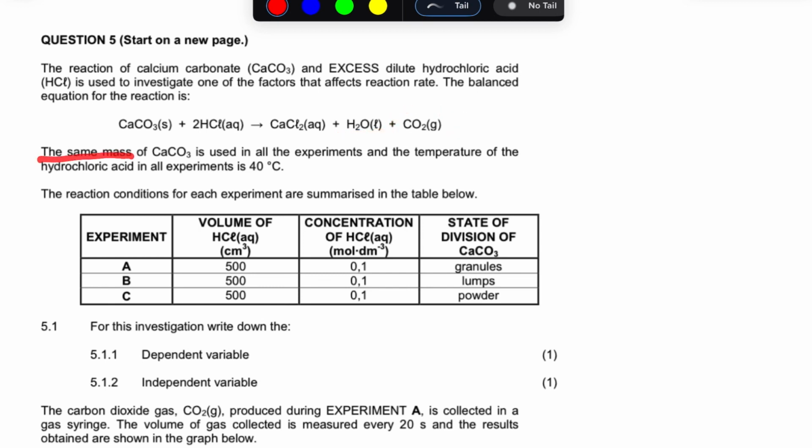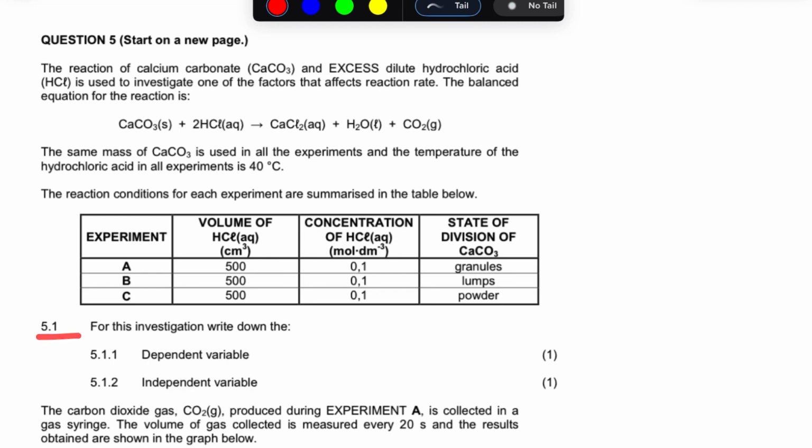Now it says the same mass of calcium carbonate is used in each experiment, and the temperature of the hydrochloric acid in all experiments is 40 degrees Celsius. The reaction conditions in each experiment are summarized in the table below. We have experiment A, the volume of hydrochloric acid is 500. Experiment B, experiment C, it's all 500. Even the concentration of HCl is the same. So what has changed there is the state of division, which is the surface area, right?